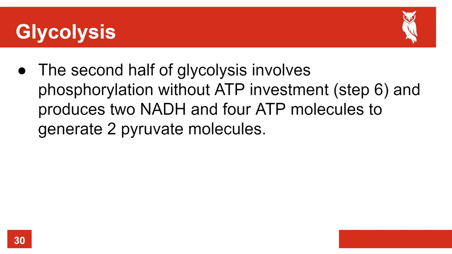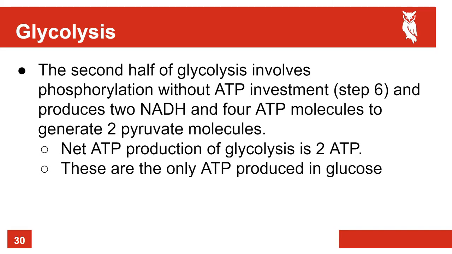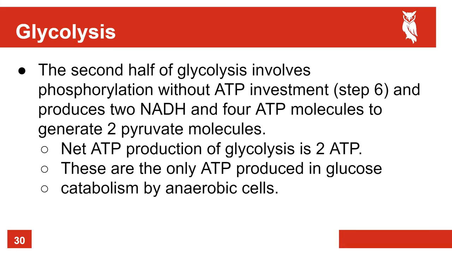All right. Second half of glycolysis involves phosphorylation without ATP investment and produces 2 NADH and 4 ATP molecules to generate 2 pyruvate molecules. So net production of glycolysis is 2 ATP. These are the only ATP produced in, I think that's supposed to say glycolysis, glucose metabolism by anaerobic cells.